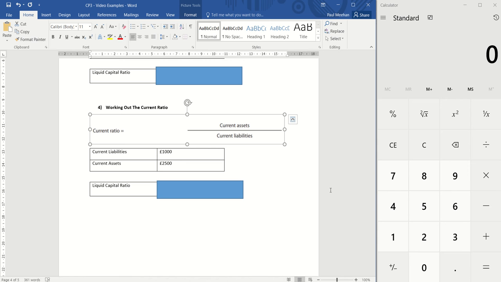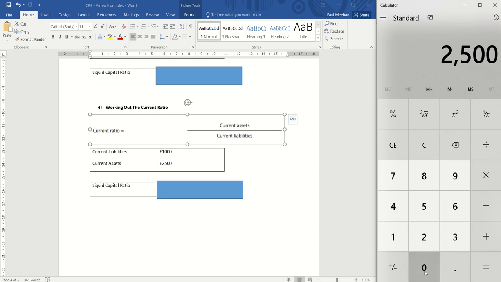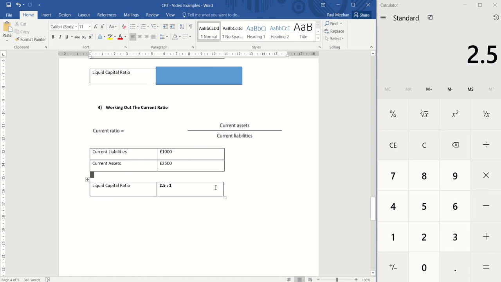What are your assets? How much are your assets worth for every pound of debt you owe? So it is expressed as a ratio. It's the current assets divided by current liabilities. So we've got current assets £2,500. That's the money in your bank and the stock on your shelves, etc. We're going to divide that by 1,000, and that gives us 2.5. So we then express that as a ratio. We say for every £2.50 of current assets we have a pound worth of liabilities.